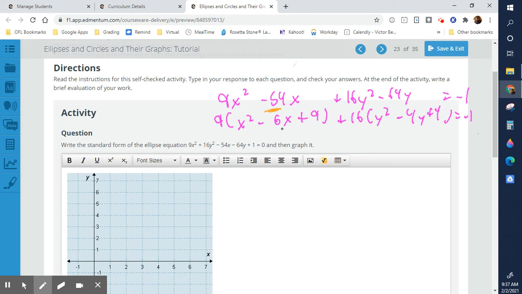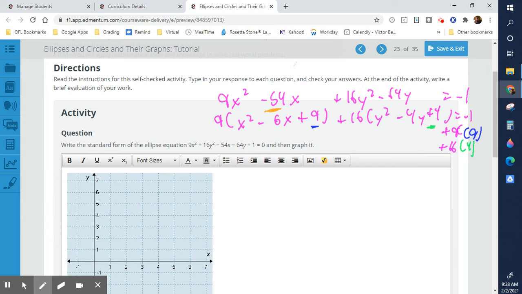So I'm going to add, remember, you're adding, so to this -1, I'm going to add 9 times 9. And I'm also going to add 16 times 4.